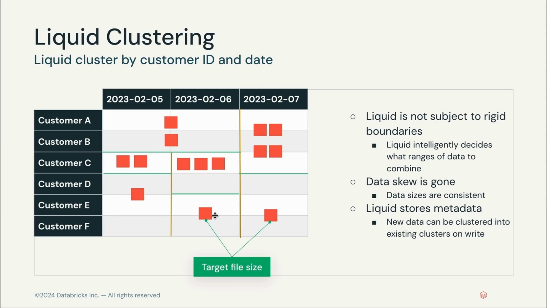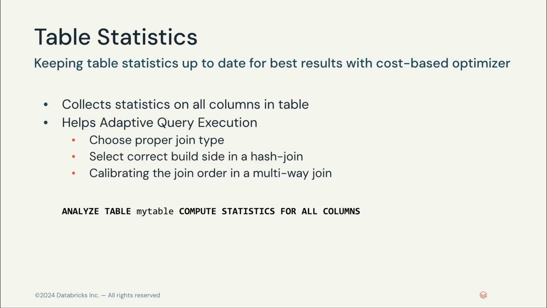So with liquid clustering, we're essentially targeting a specific file size. And the liquid means that it's not subject to those rigid boundaries. We can intelligently decide what ranges of data to combine to make file sizes roughly the same size. Therefore, we reduce data skew to a point where it's basically gone. We have data sizes that are consistent. And liquid stores metadata now, and that metadata can then be used to cluster into existing clusters on write. It makes writes faster and definitely makes reads faster as well.